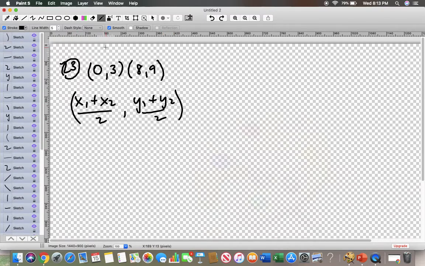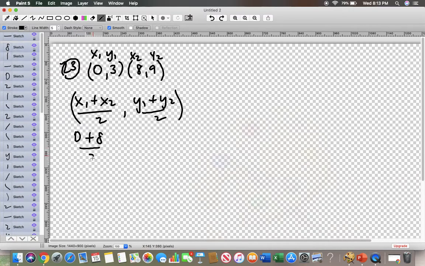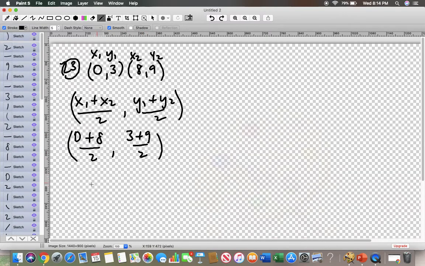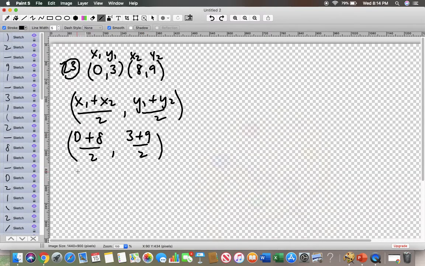X of 1. Let's label these. 0 plus 8 all over 2, and 3 plus 9 all over 2. So I've got 8 over 2, which is 4, and 12 over 2, which is 6. And this is my midpoint between those 2 points.